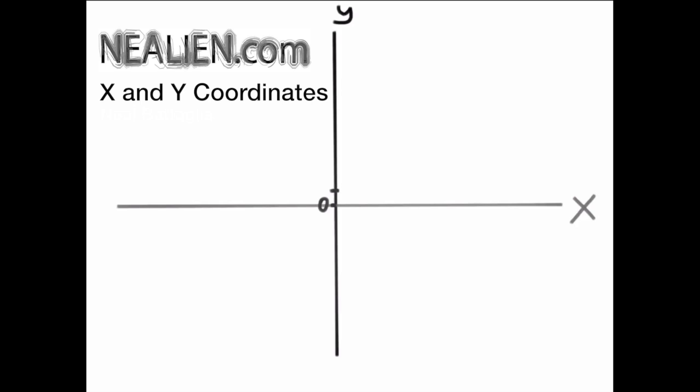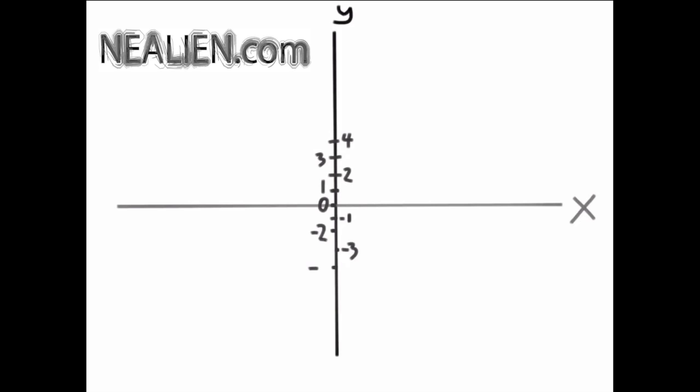Let's start with the y-axis. If we go above the gray line, above the x-axis, we have positive numbers. So 1, 2, 3, 4, and then below we get negative numbers. So -1, -2, -3, -4.